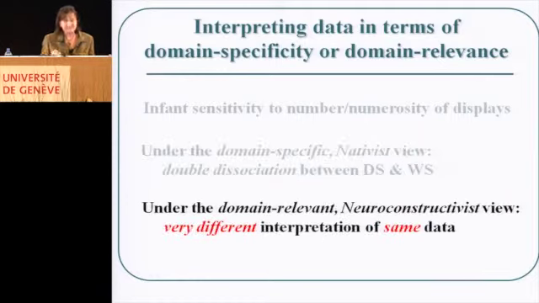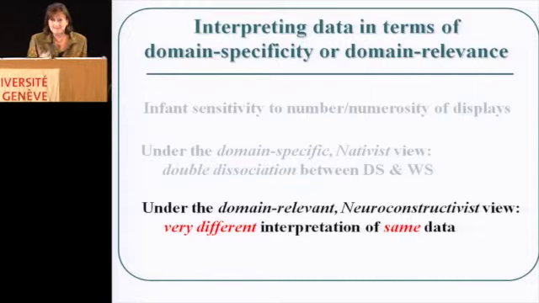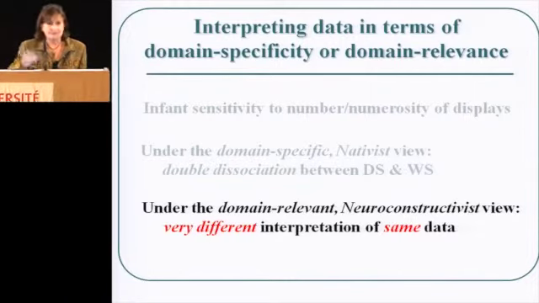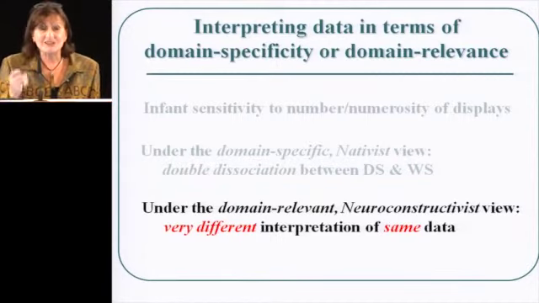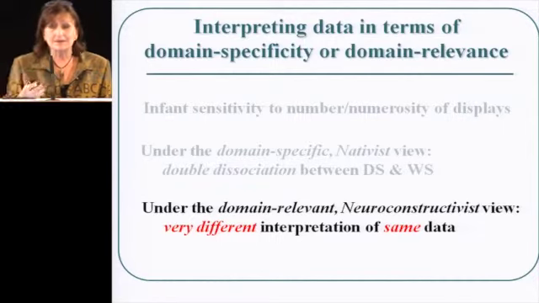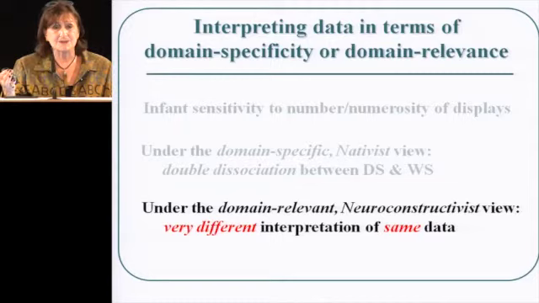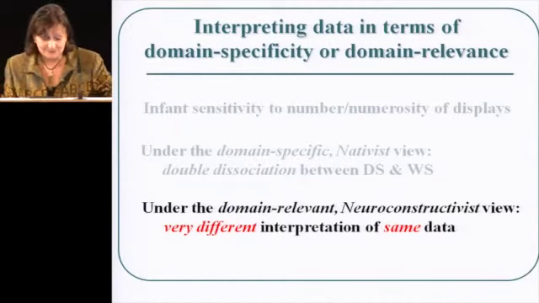But unfortunately, under the domain-relevant view, the neuroconstructivist view, we get a very, very different and much more complex picture of the same data. And just a word about that, I really feel that in today's state of the science, whatever the domain, physics, chemistry, genetics, psychology, we have to embrace complexity. It's not going to be simple. It's not going to be one-to-one mapping with genes or anything like that, or even one-to-one mapping between behavior and brain processes. It's going to be very complex, and we just have to accept that and take it on board.